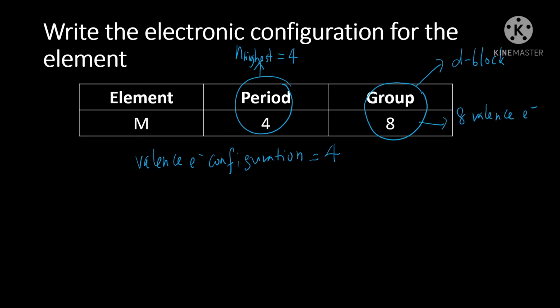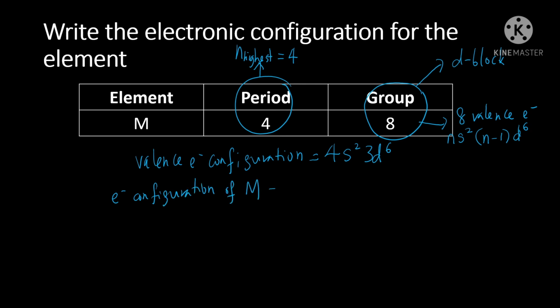For a d block element, we know that the first 2 electrons must be put in the s subshell, and the remaining 6 electrons will go to the d subshell. Therefore, the valence electronic configuration for this element is 4s2, 3d6. With the valence electronic configuration, we can then write the electronic configuration for element M.